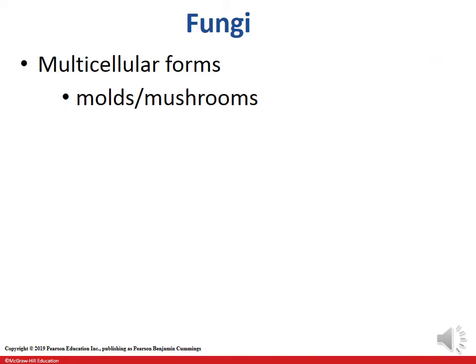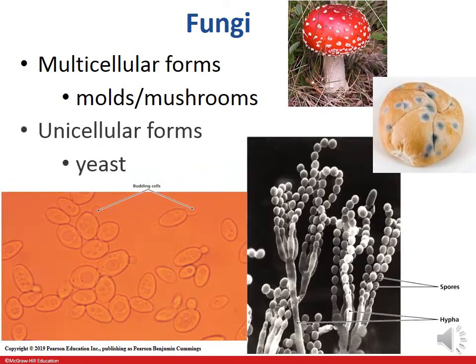So fungi, this is really a review from chapter 1. We said they can be multicellular in the mold and mushroom family. They can be unicellular in the form of yeast. Yeast are going to be the ones we consider most in this class because those are going to be the pathogenic forms.